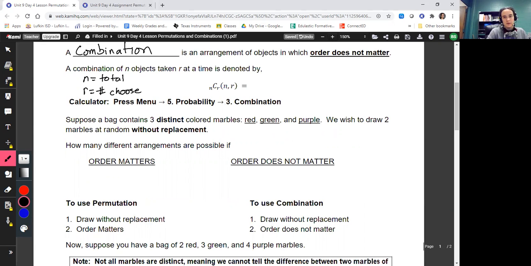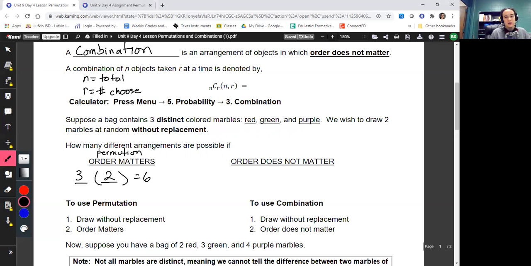Okay, so suppose that you have a bag that contains 3 distinct colored marbles: red, green, and purple. And you wish to draw 2 of those marbles without replacement. So on the first one, order matters, meaning we have a permutation. We're choosing 2 objects. And the first one would have a 3, and then a 2. And 3 times 2 is 6.